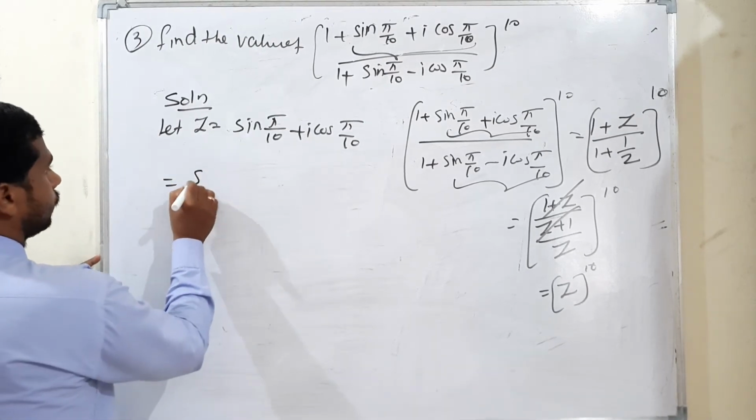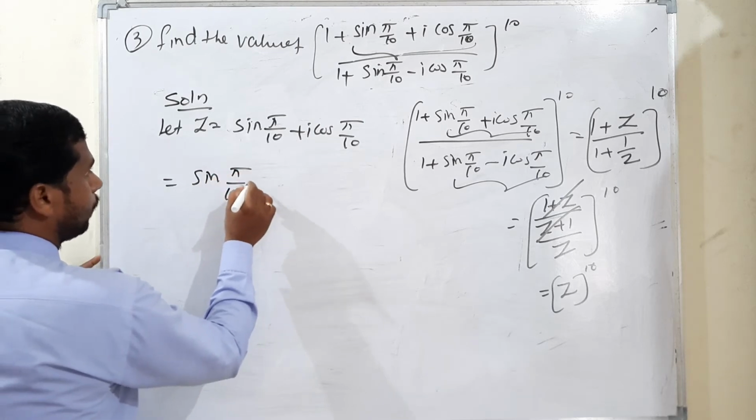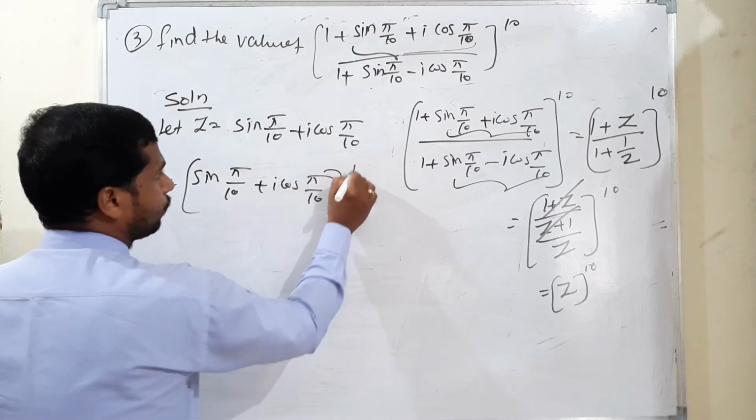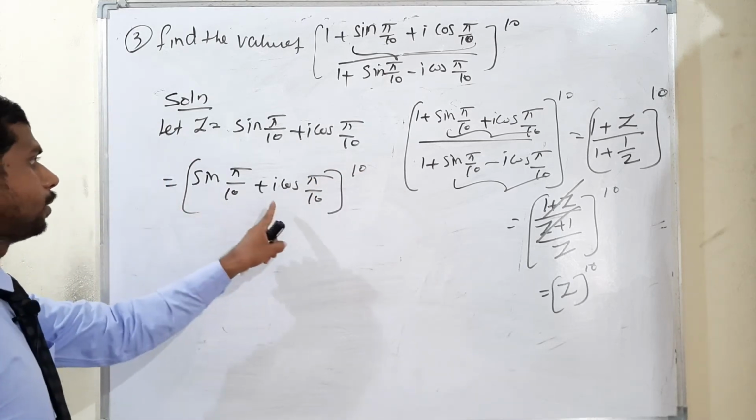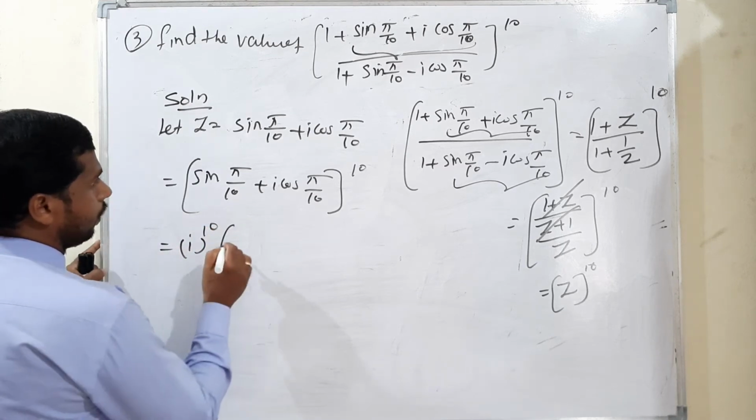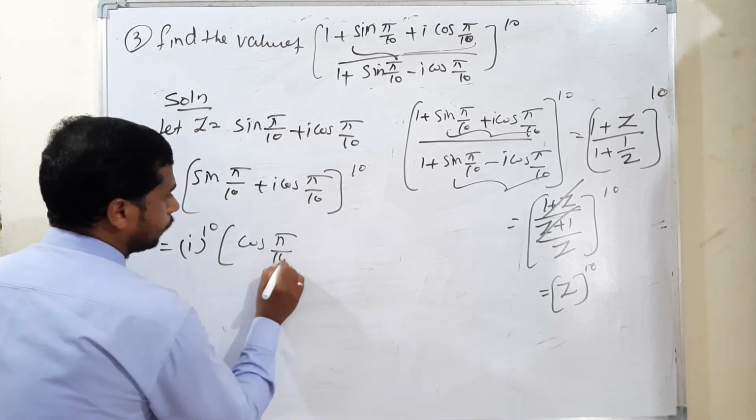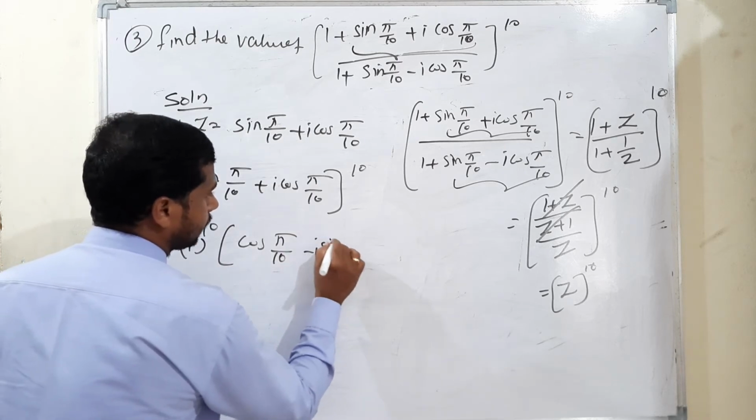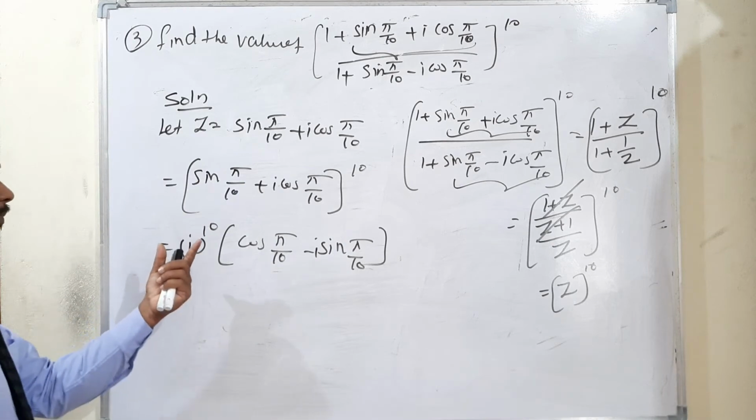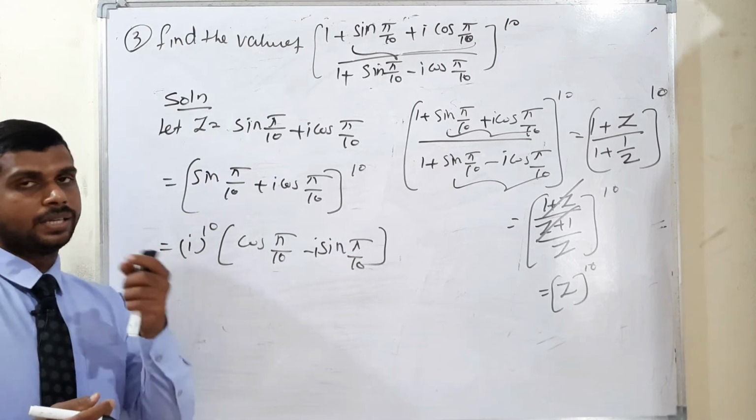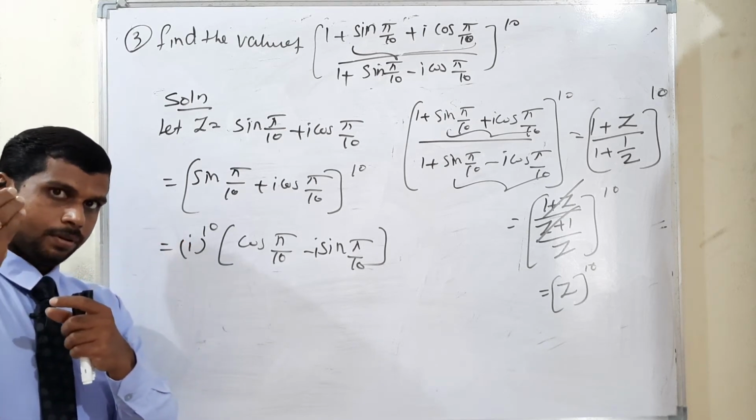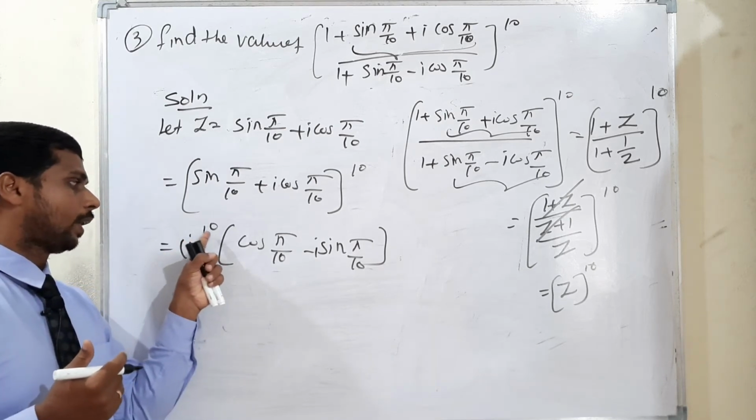So now (sin π/10 + i cos π/10)^10, isn't it? If you rearrange, starting with the cos means I take i common outside, so i^10 (cos π/10 − i sin π/10)^10, isn't it? Now already you know how to simplify i to the power 10. 10 is an even number, just check 10 divided by 4, more than 4 or less than 4. Actually less than 4, isn't it?